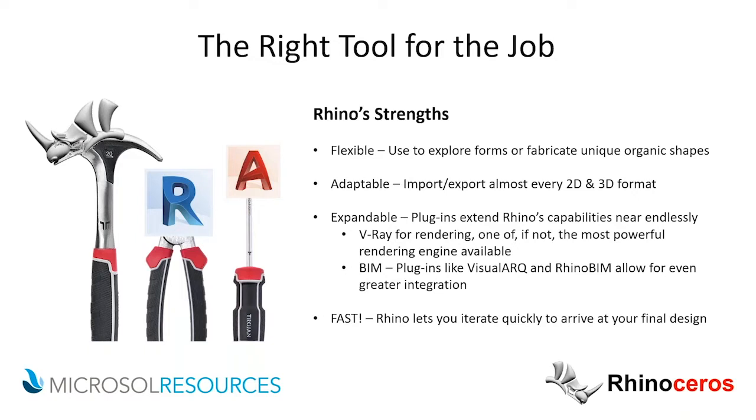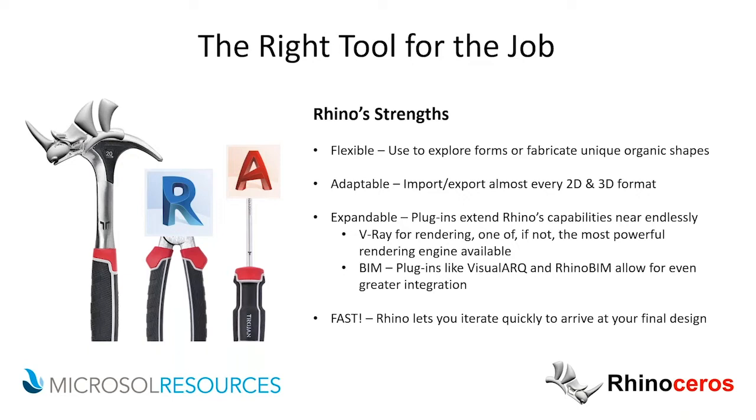Some of Rhino's strengths is that it can be very flexible. Revit is very constrained by certain parameters. Rhino doesn't necessarily have those constraints, so you're able to create unique forms, fabricate organic shapes. You're sort of not limited, but because of that, it makes bringing it from Rhino into Revit a bit of a challenge sometimes. It's also very adaptable. It can import and export almost any 2D, 3D format. It's expandable, and as we'll talk about later, we'll go into some of the new upcoming features.